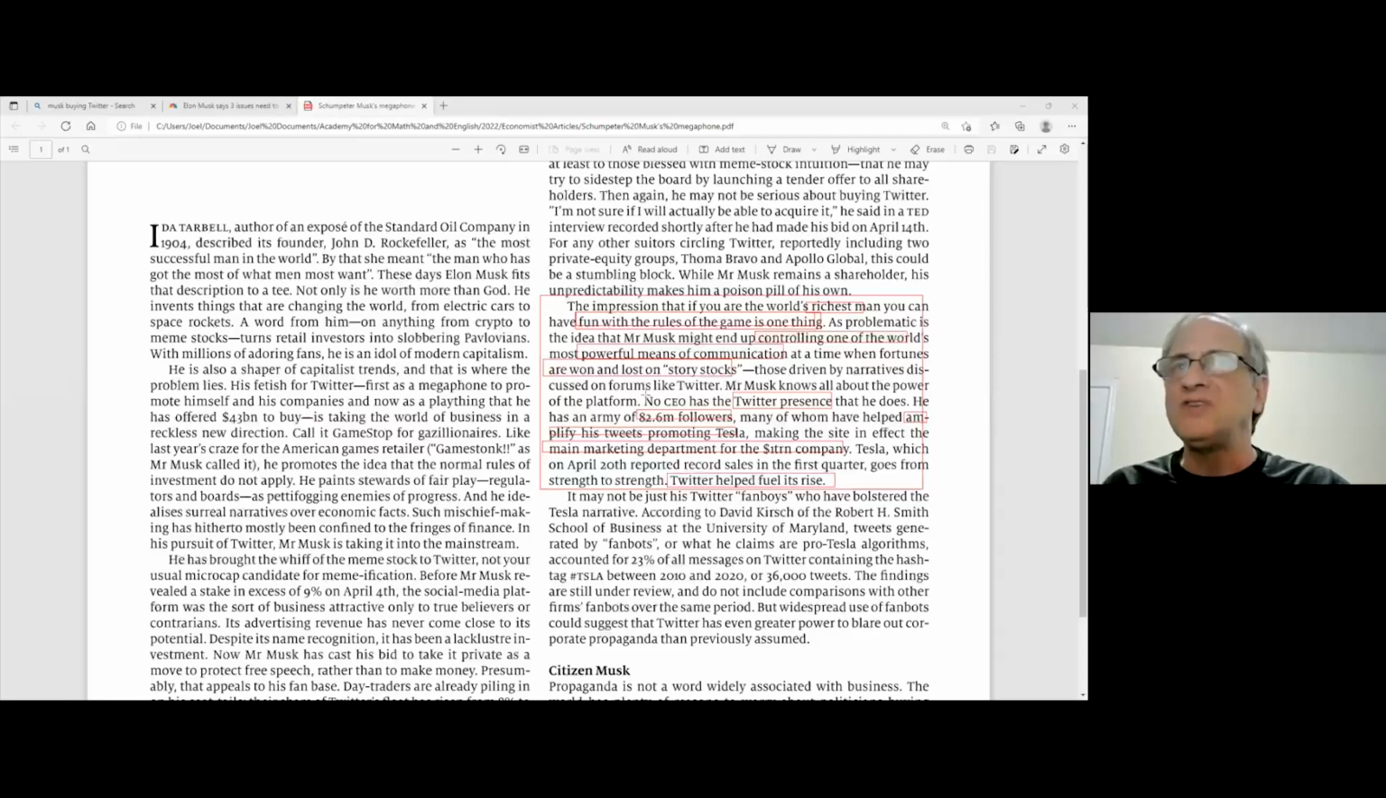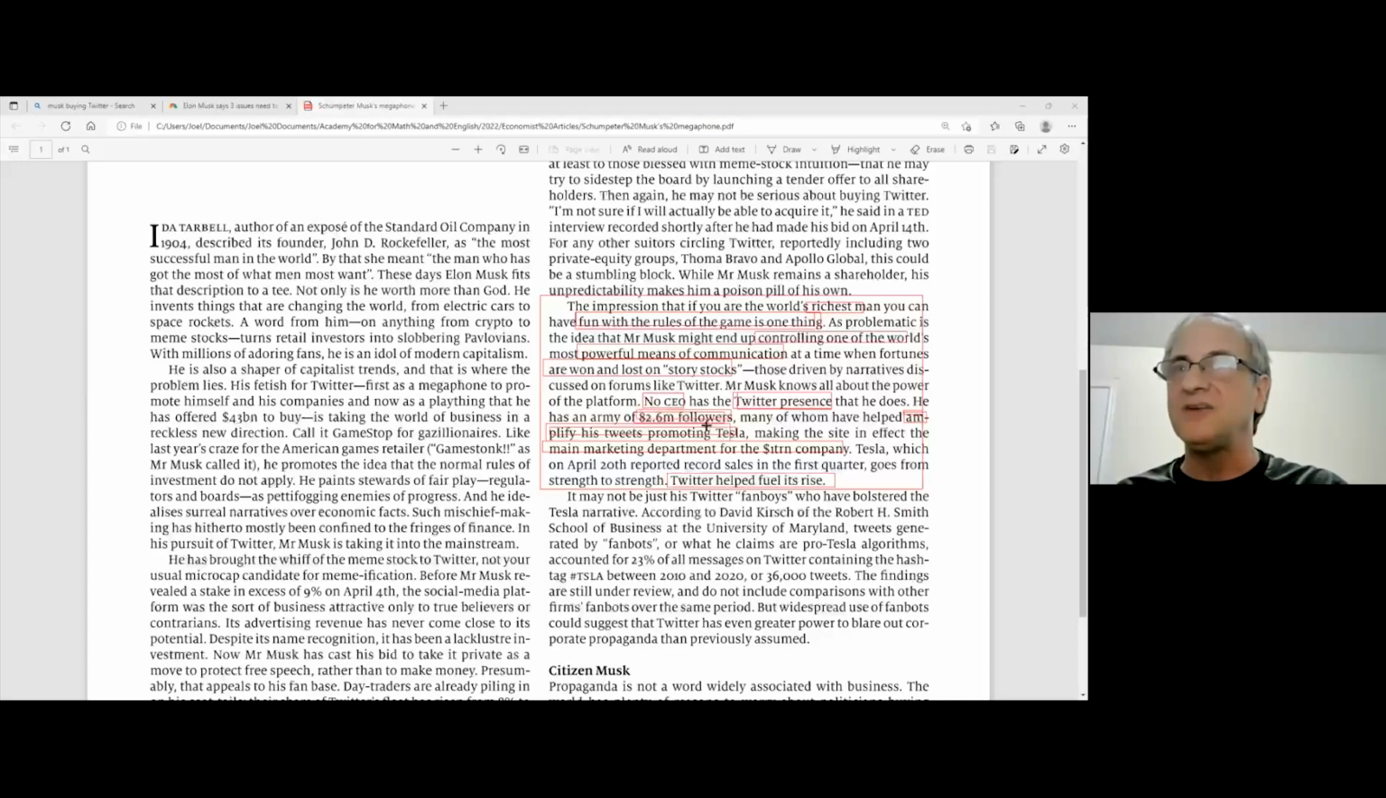Now, of all the CEOs, the chief executive, there's no CEO, no president that has the Twitter presence that he does, meaning he's always tweeting, tweet, tweet, tweet. He's always on Twitter sending tweets. No CEO tweets as much as he does. And people follow him. 82.6 million people follow him on Twitter. That's an amazing amount. And they help him amplify his tweets promoting Tesla. So that's what he does. He goes on Twitter and he promotes Tesla, his electric car company.